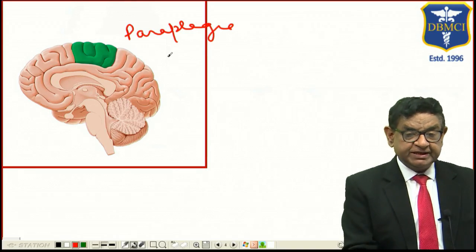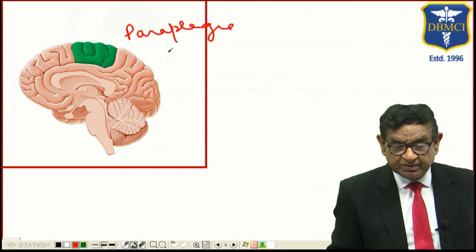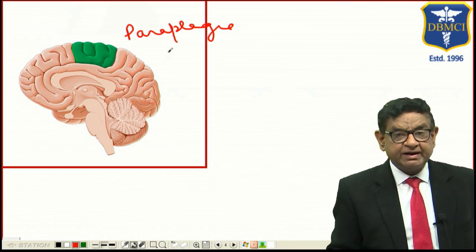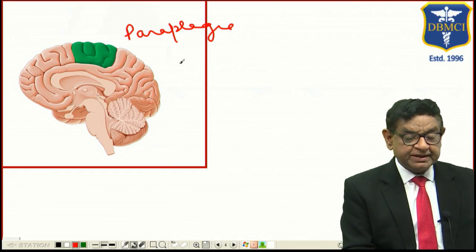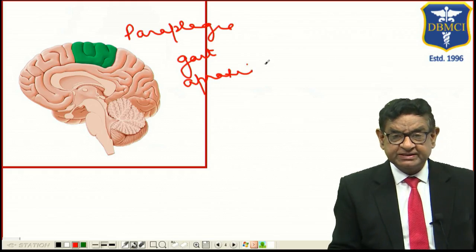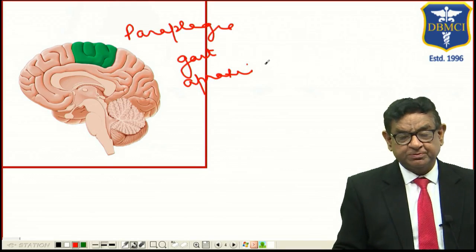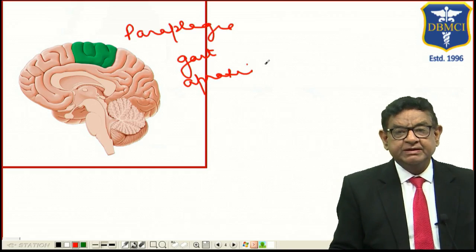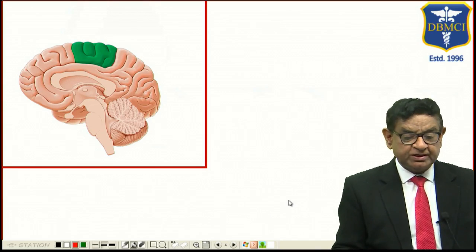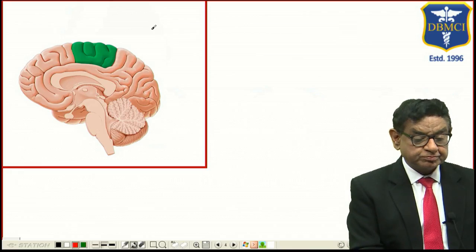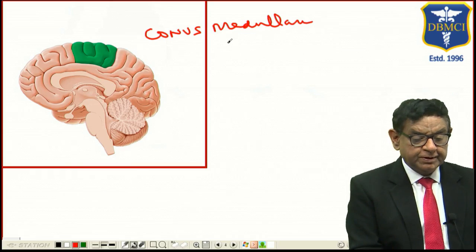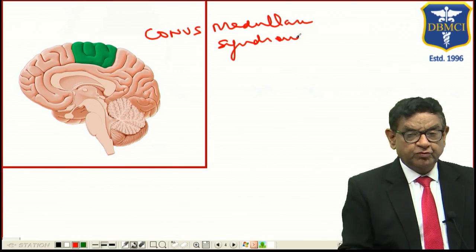So in this case, there will be difficulty in micturition. Incontinence will be there, and there will be fecal incontinence. Now, remember, if both legs are involved, that will lead to problems in gait, or what we call gait apraxia, or in advanced cases, even complete paraplegia. But what about the option perianal anesthesia? Perianal anesthesia typically occurs in conus medullaris syndrome. What is conus medullaris syndrome?